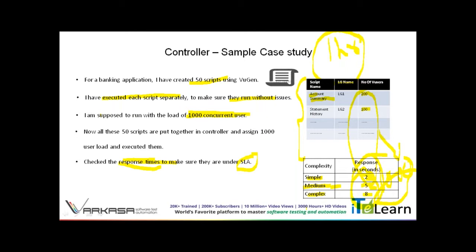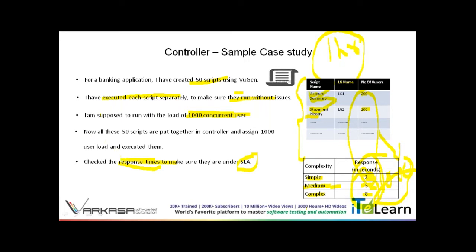Let's say checking the statement history. Let's say you are pulling 1 month's history. So this is medium functionality. Such things fall under medium functionality, and the response times for such functionality should be less than or equal to 5 seconds, and anything which is complex should be less than or equal to 8 seconds. So these are the SLAs.